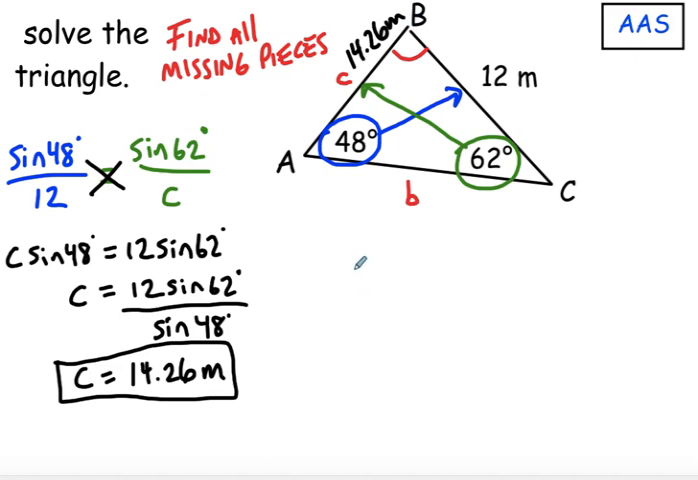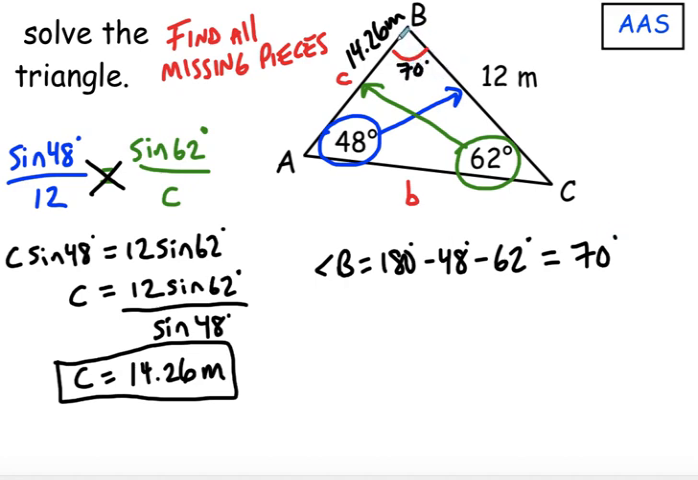Okay, the next thing we could do is figure out what angle B equals, because I know all of the angles in a triangle add up to 180 degrees. So angle B would equal 180 minus 48 minus 62. So angle B is 70 degrees.